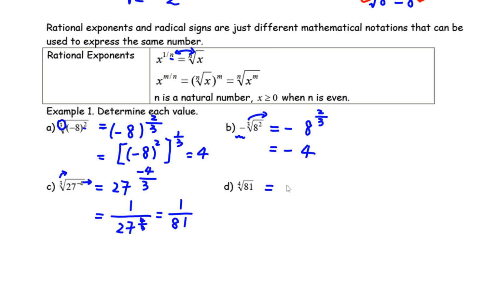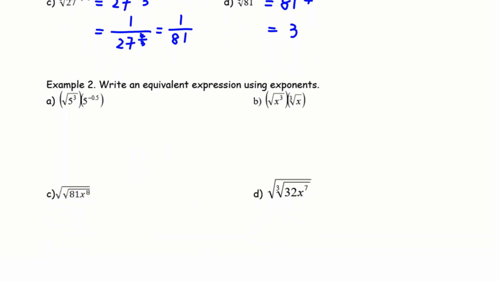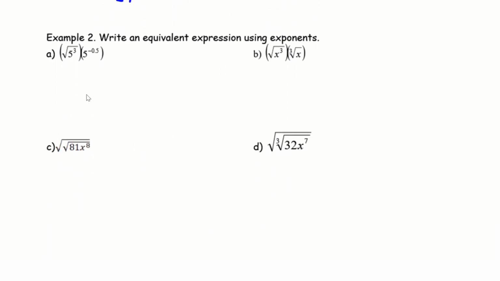So this one, 81 to the exponent, no power, it means 1. Then the index number goes to the denominator. Type it into your calculator, you will have 3. So this is just conversion from radical sign to rational exponent. Now we are going to see why we want to convert from radical sign to rational exponent.